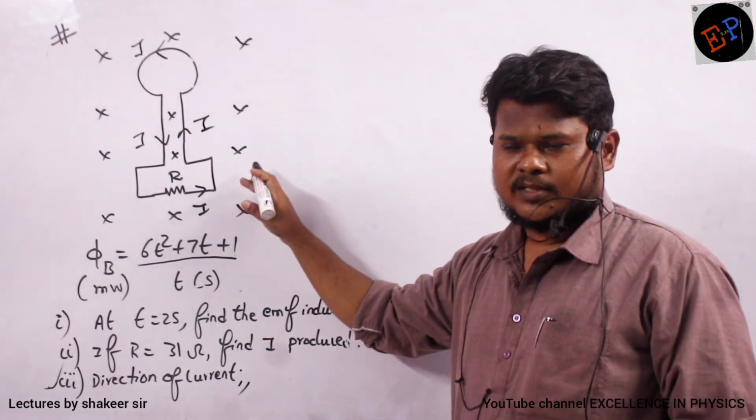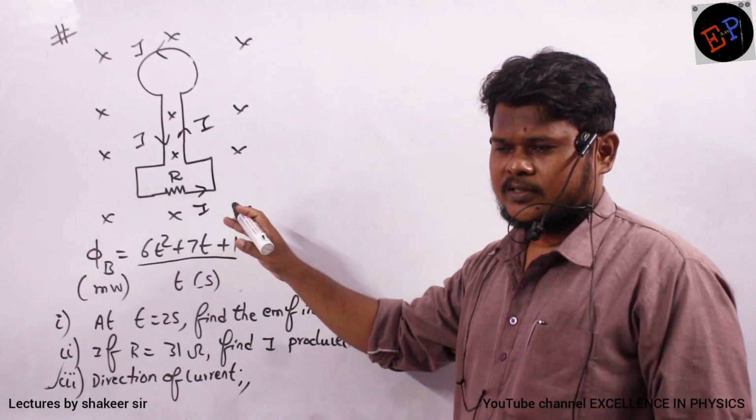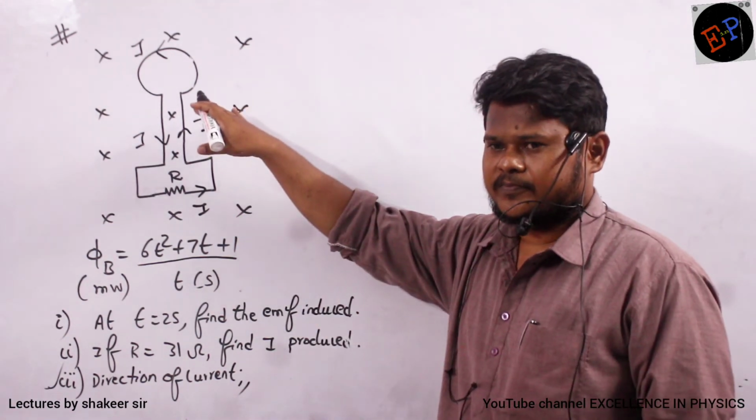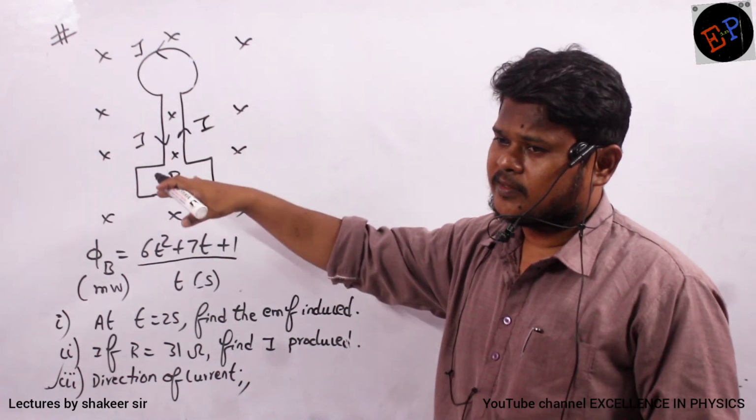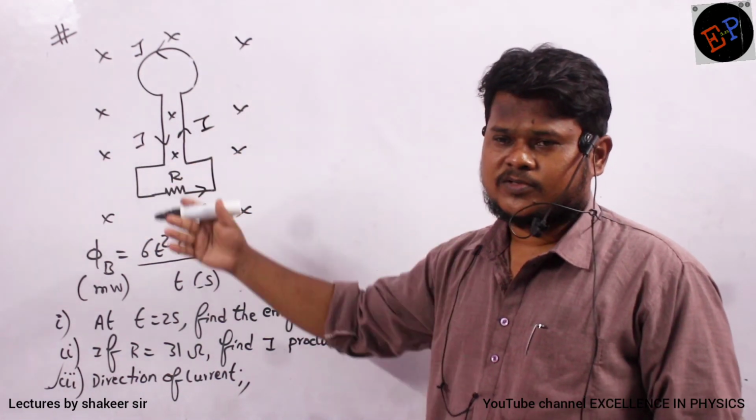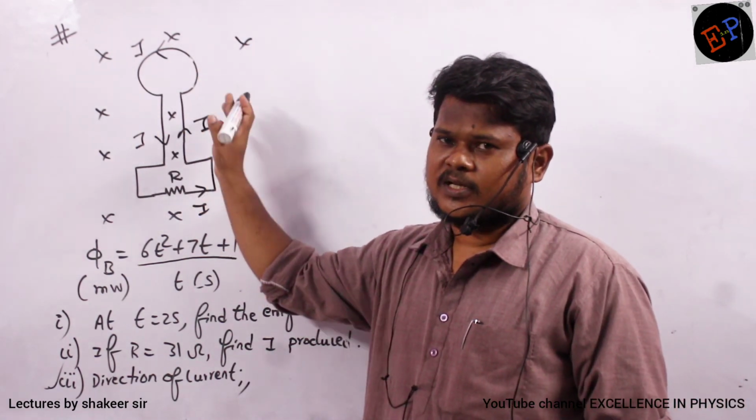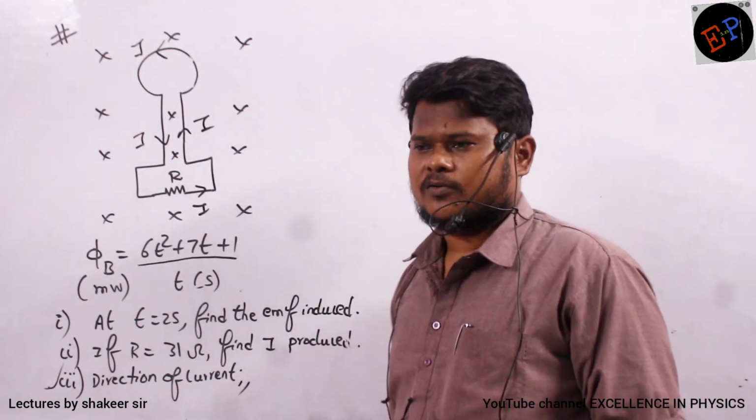So Lenz's law says that current always flows in that direction so as to oppose the change. The change is the increase of flux. So it will try to make the flux constant. It is only possible if I pass current in this direction. Current will be induced in the anti-clockwise direction.